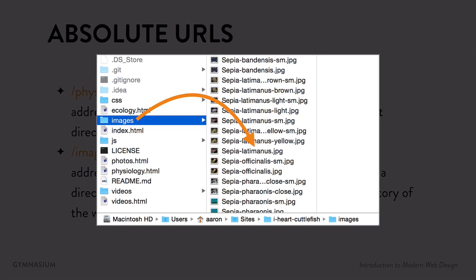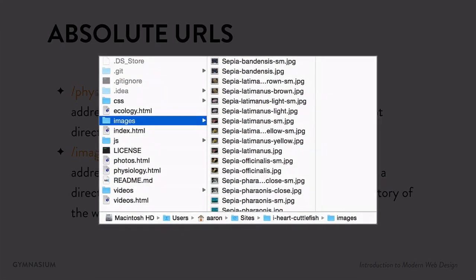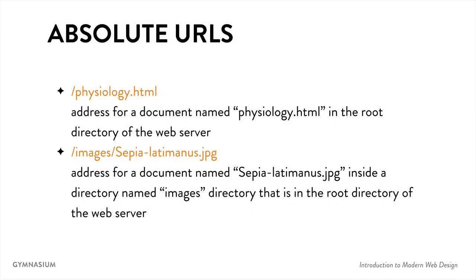And you don't need to keep track of how many ../ and how many slashes and all that sort of stuff. You just know that that first slash is always for the root, and then you do the rest of the URL based on the directory structure of your site.